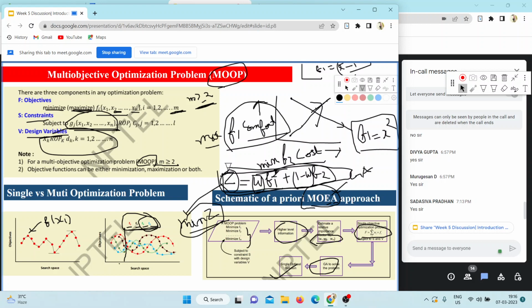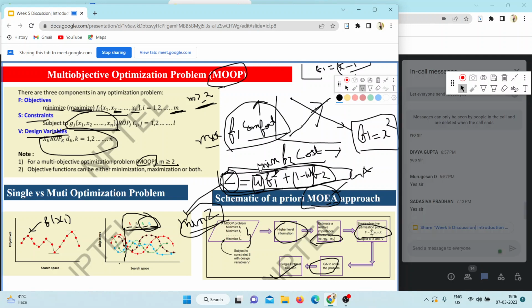But W is common. W is weight. For the weights you have to do the sigma W. If you add this W plus 1 minus W, you will get 1. Sigma W will be equal to 1.